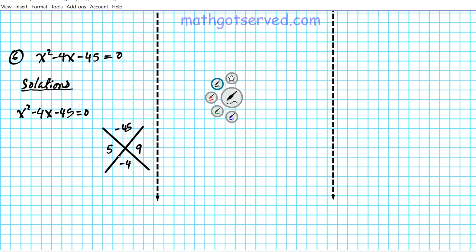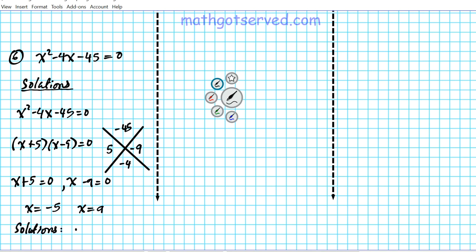5 times 9. In order for the sum to be negative and the product negative, the bigger has to be negative. Okay. And then A is equal to 1, so you skip grouping and jump right to the factored state. Okay, using the zero product property, set both factors to 0. And then you solve. Okay, so subtract 5 from both sides here. You have x equals negative 5. And then this one, you add 9 to both sides, x equals 9. So your solutions for this problem are x equals negative 5 and 9.